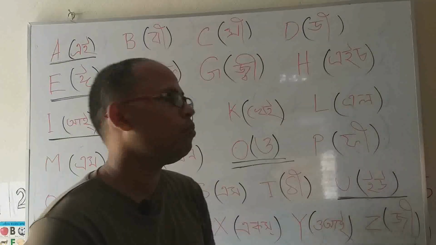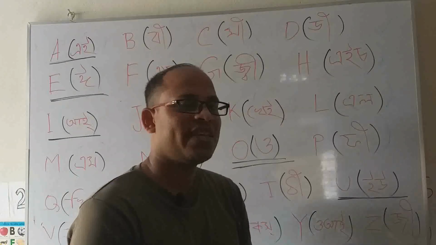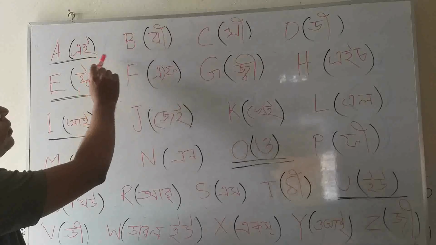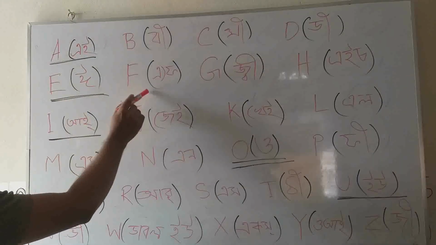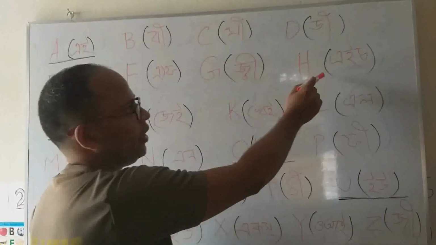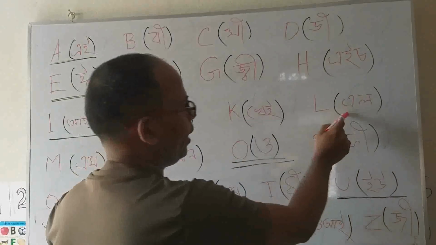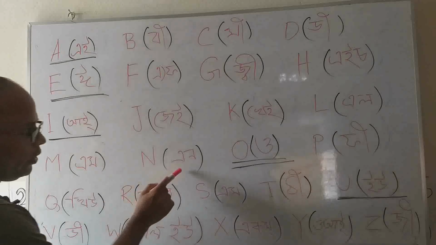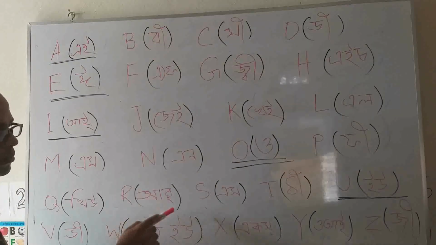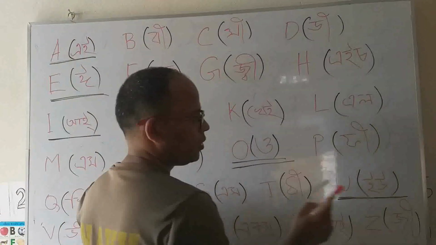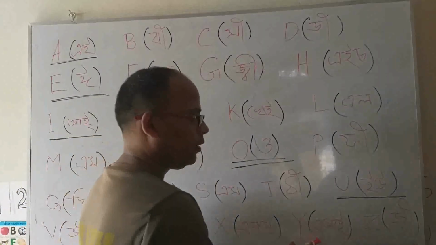So dear learners, all right, let's run through all the letter names from the top. Are you ready? Say with me. A, B, C, D, E, F, G, H, I, J, K, L, M, N, O, P, Q, R, S, T, U, V, W, X, Y, and Z.